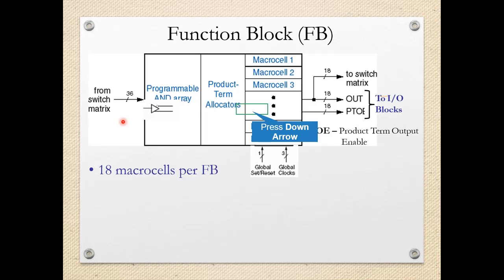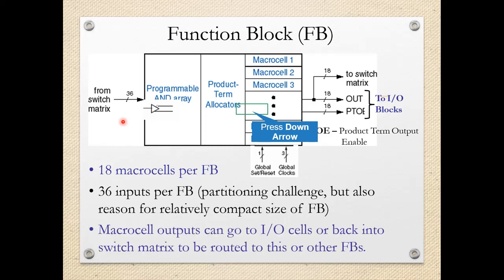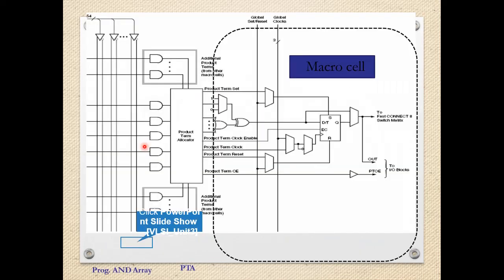So these are the features: 18 macro cells per function block, 36 inputs per function block, partitioning challenge, but also reason for relatively compact size of the function block. And then we have macro cell output can go to the IO cells or back into the switch matrix to be routed to this or the other function block. Then the next important part, now we'll see much more details of the same, that is the function block.